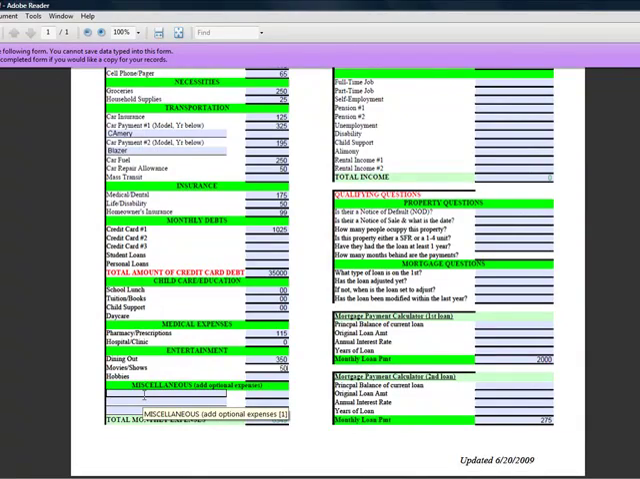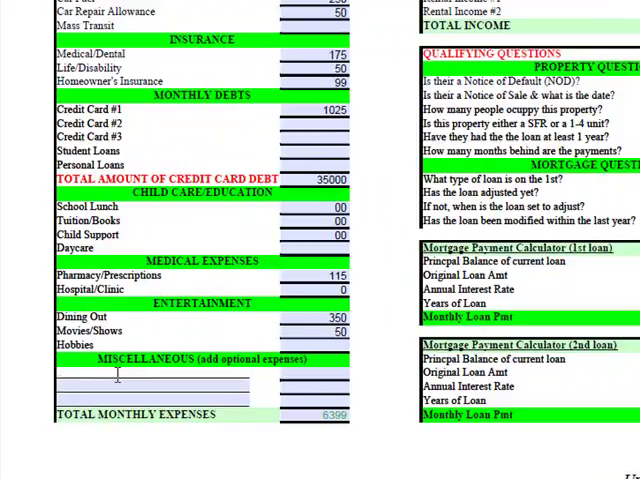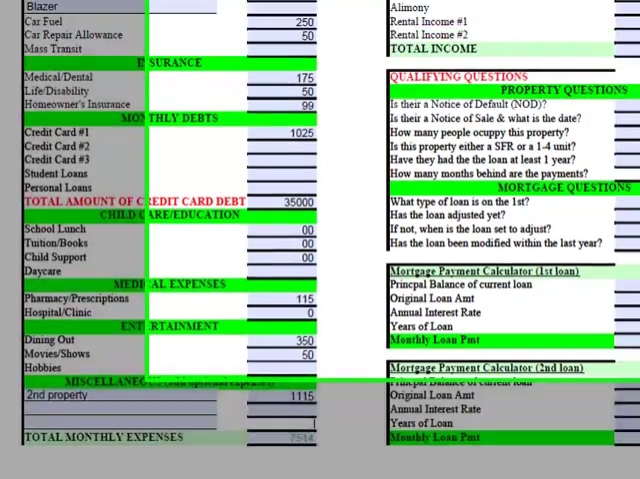However, this person here has another property. So you can put their second property, they spend $1,115 per month, and that includes their taxes, their insurance, and everything that they pay for the household expenses. That too is automatically implemented into the total monthly expenses.